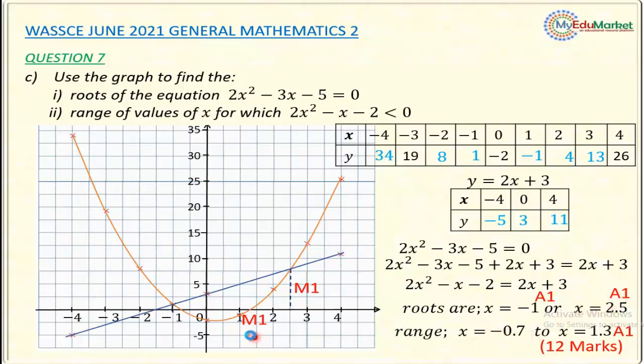And then last is the method mark, where you are trying to find the range. You are trying to read where the curve intersects the x-axis. So you have this M method mark, and for your answers to be accurate, -0.7 and 1.3, you have this A1. So here also, even if it is -0.6 or -0.8 and 1.2 or 1.4, you still have this A1. So there will be a total of 12 marks in this very question number 7.